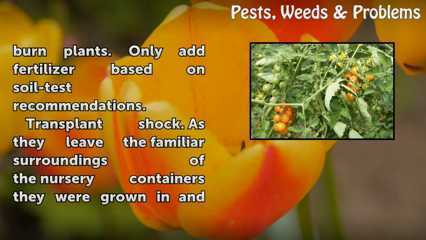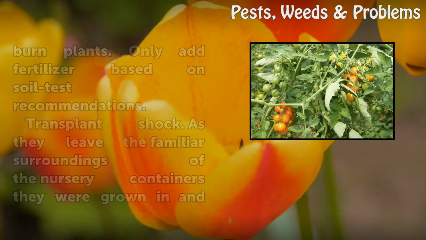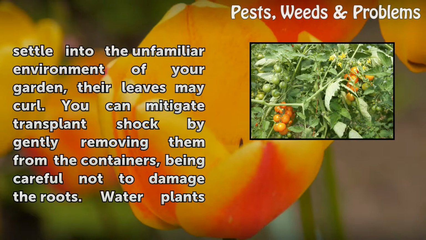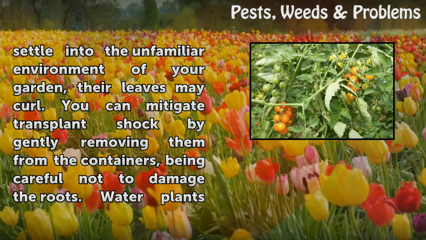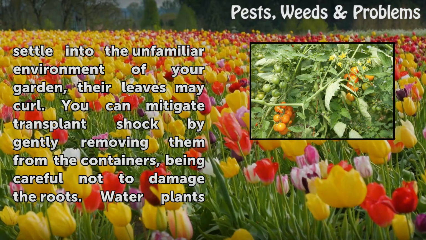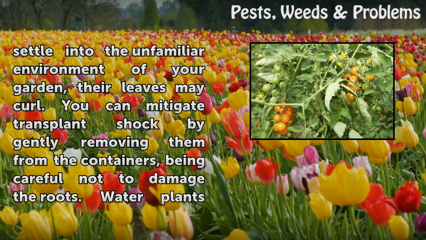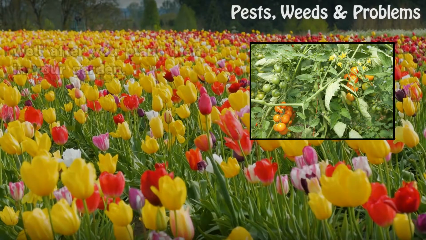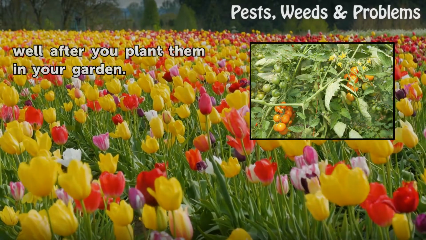Transplant shock. As they leave the familiar surroundings of the nursery containers they were grown in and settle into the unfamiliar environment of your garden, their leaves may curl. You can mitigate transplant shock by gently removing them from the containers, being careful not to damage the roots. Water plants well after you plant them in your garden.